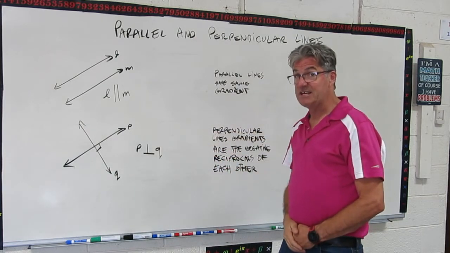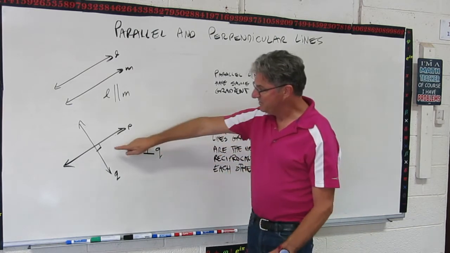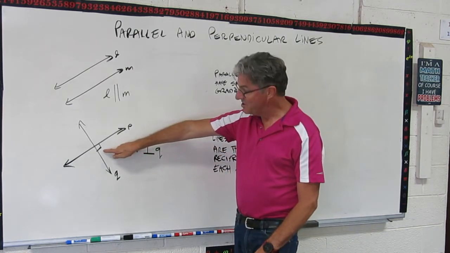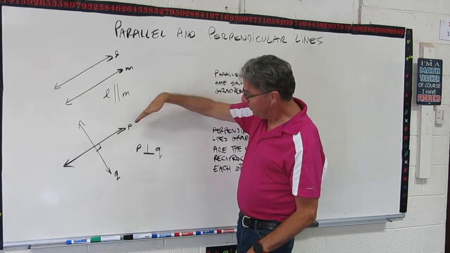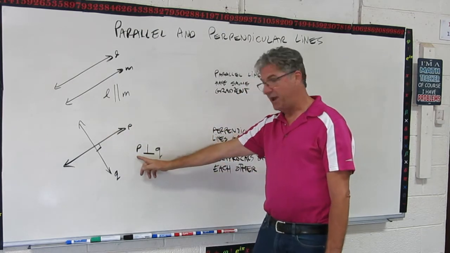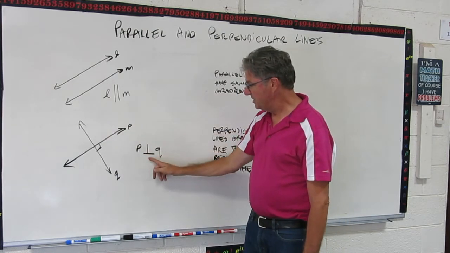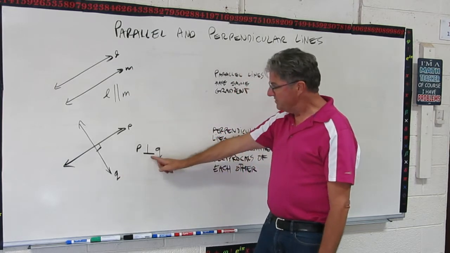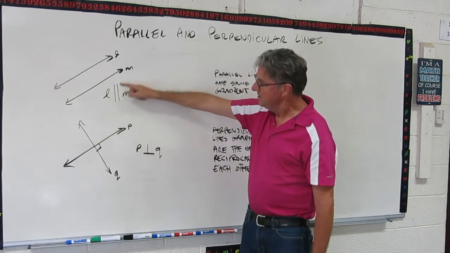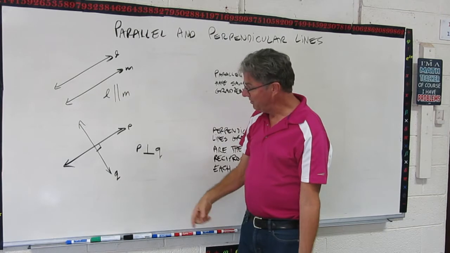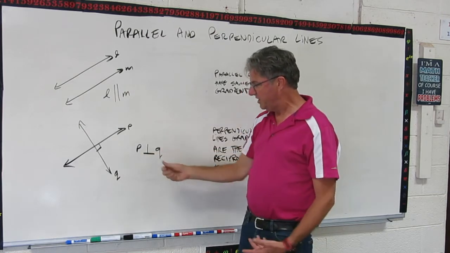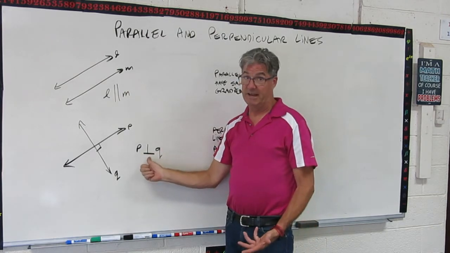Okay, second thing, perpendicular lines. They cross at 90-degree angles. That's that little square. That means that that's a 90-degree angle. These lines are perpendicular. We write that this way. Line P is perpendicular to line Q. These little signs are actually kind of convenient. Parallel looks like 2 parallel lines, and perpendicular does look like something showing us a 90-degree angle.